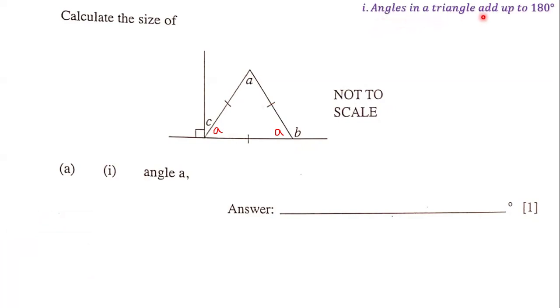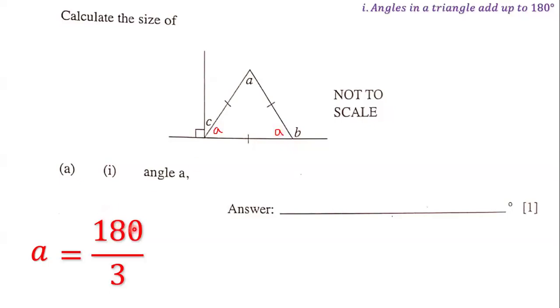Angles in a triangle add up to 180 degrees. And so that means if we add this A plus this A and this A, we should get 180 degrees. And remember, each of these angles are equal. And so in order to find A, we're going to take 180 and divide it by 3, because there are 3 angles in this triangle which are equal.